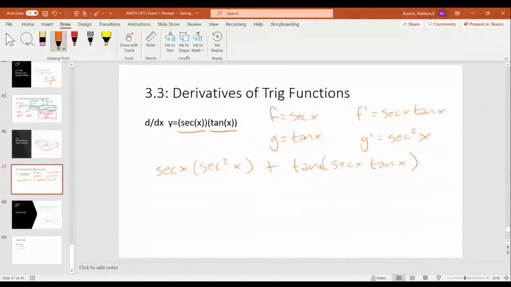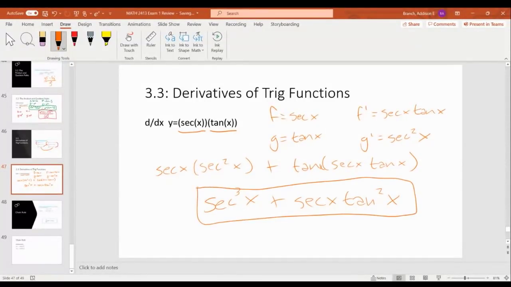We could probably clean this up a little bit if we wanted to and combine those secants to get a secant cubed. Plus, and then we can combine those tangents to get a secant of x times tangent squared of x. And that would be our final answer.